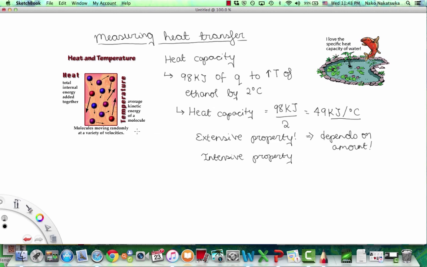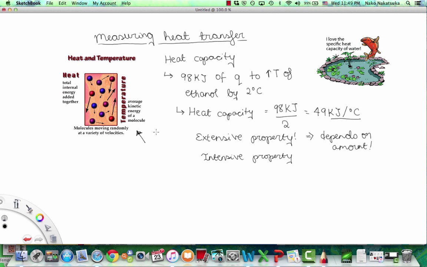And I put this diagram right here because I think it's really important to differentiate between heat and temperature. When we're just going about our daily lives, it's really easy for us to confuse feeling heat with the temperature. But the heat, in the terms of thermodynamics, is the total internal energy that's added together in a system, whereas the temperature is reflective of the average kinetic energy of a molecule. So these are completely different terms.